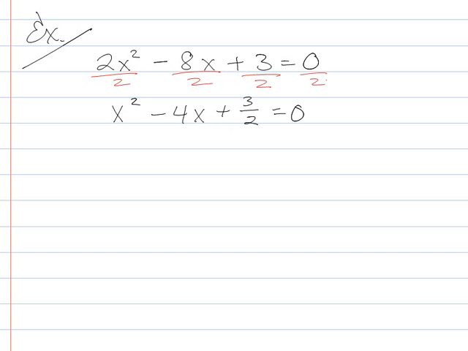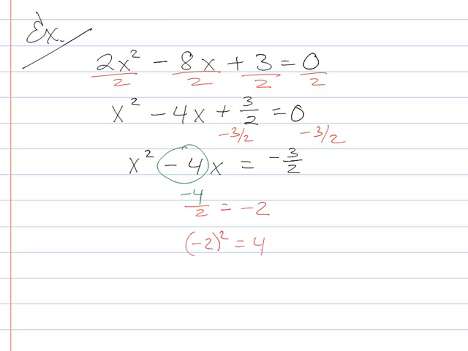Okay. So now I want to get all the numbers on one side and all the x's on the other. And don't worry about the fact that that's a fraction. We'll deal with it later. So I'm going to take this number here, negative 4, divide it by 2, and then I'm going to square that number. And again, if you're not going this fast, that's totally okay. I've just been doing this longer. And then I'm going to add that 4 to both sides.